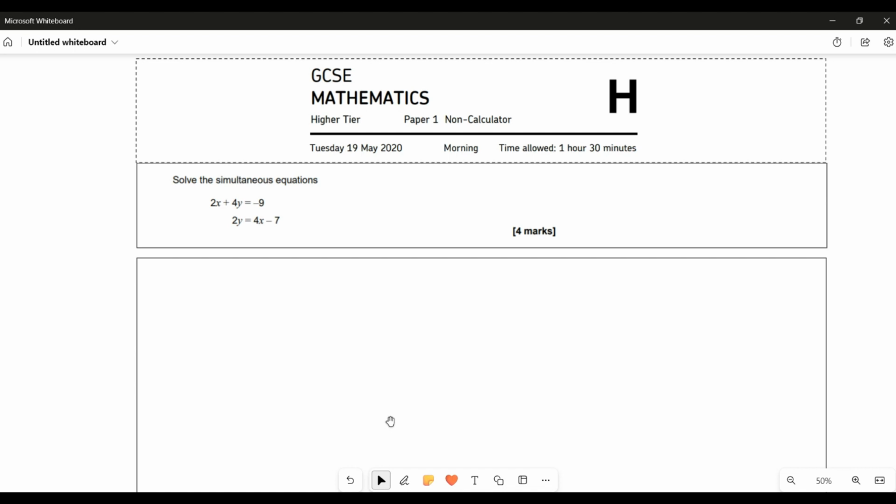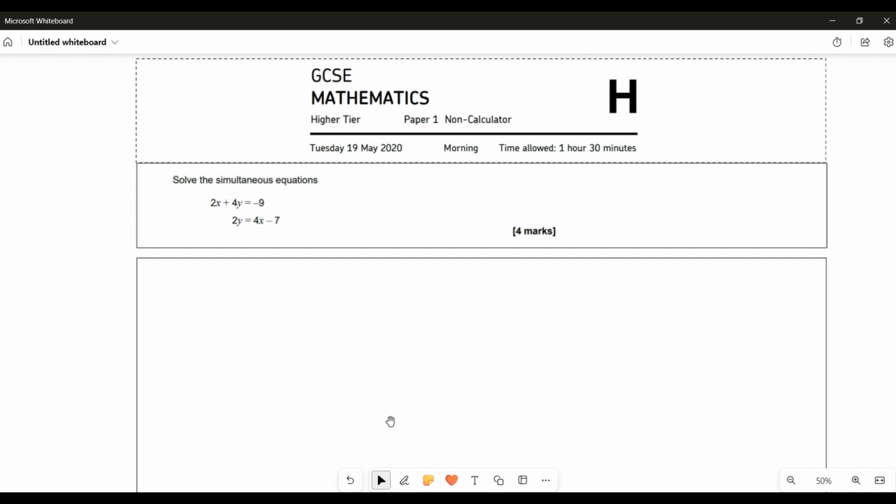Today we are going to solve a question based on simultaneous equations, and this is an important section in algebraic equations and expressions. This is a GCSE Maths Higher Tier Paper 1 Non-Calculator 2020 question. We will try to understand how to solve a simultaneous equation.